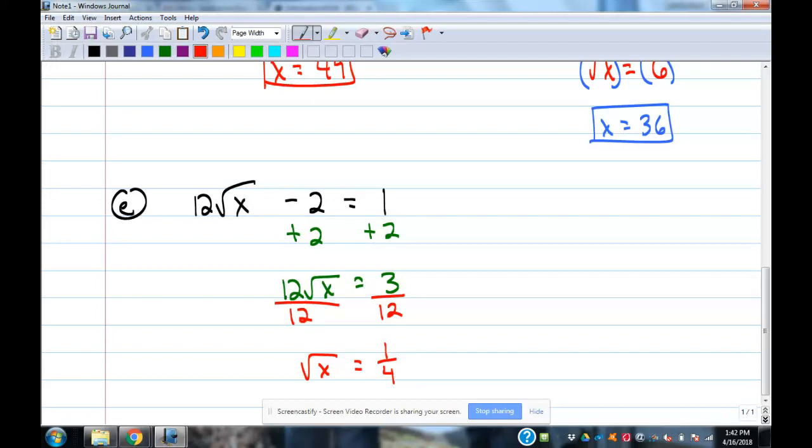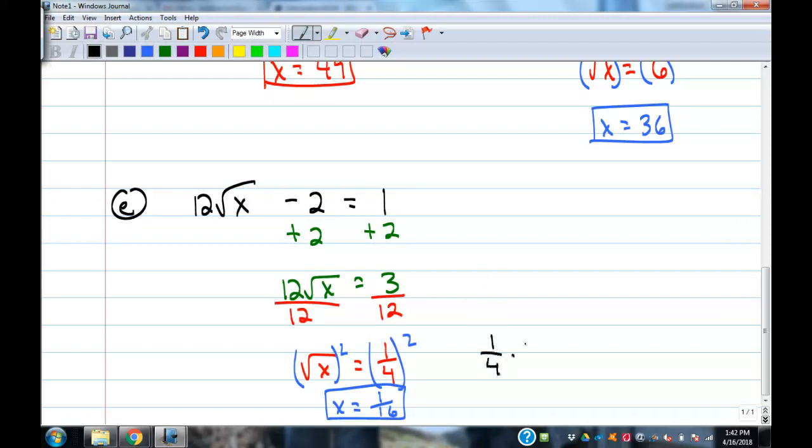Okay. So how do we get rid of it? Square both sides. So if I square both sides, and I square 1/4, it'd be 1/16. Yeah, 1 squared is 1. 4 squared is 16. 1 over 16. No, I'm saying 1/4 times 1/4. Top times top, bottom times bottom. Because it's ones, it doesn't look like anything happened, but it did.